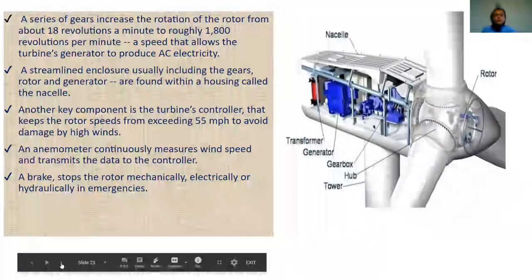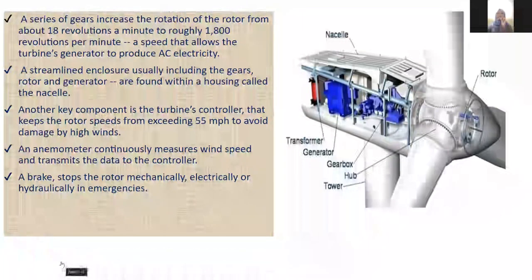This one shows the inside part of the wind turbine. First, a series of gears increase the rotation of the rotor from about 18 revolutions a minute to roughly 1,800 revolutions per minute, a speed that allows the turbine's generator to produce AC electricity. A streamlined enclosure, usually including the gears, rotor, and generator, is found within a housing called the nacelle.